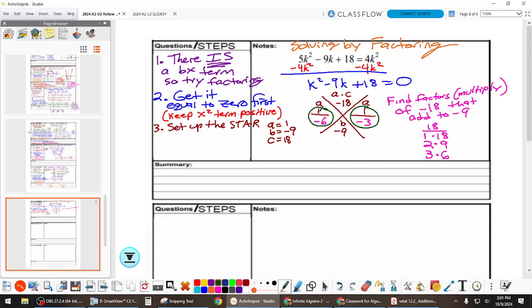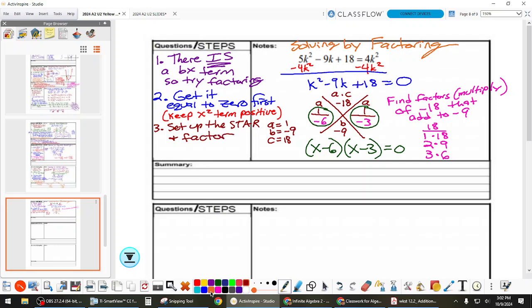And then in these, the top number goes with x, and the bottom number, just copy the sign down. Top number is 1, so x, bottom number, copy the sign down. That is still equal to 0, as we've just rewritten it in a different form. Okay, so step 3, set up the star and factor.